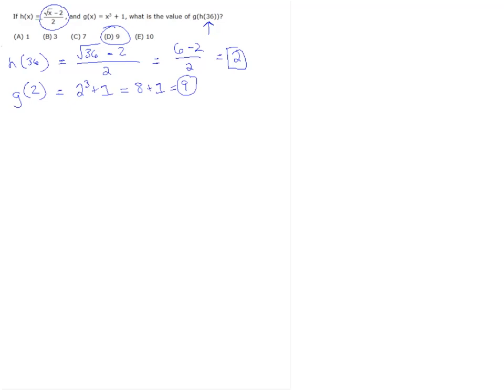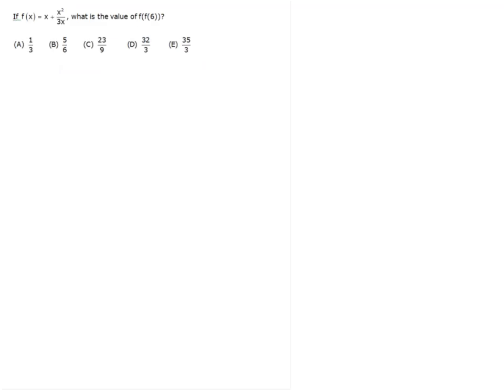Now, I want to give everyone one more version of a compound function. This is where we're going to have the same function equation, but we're just going to be using it twice. So I'll give everyone a few minutes again, and then we can go from there.